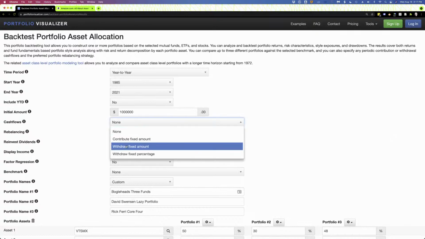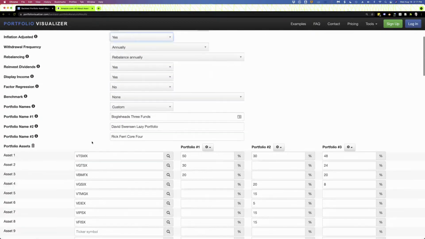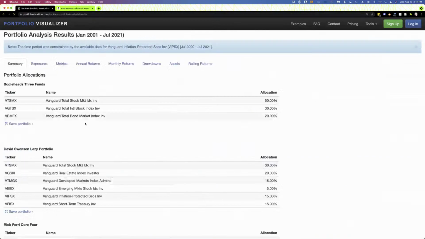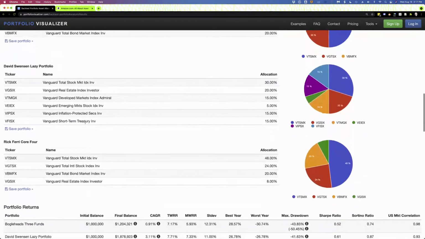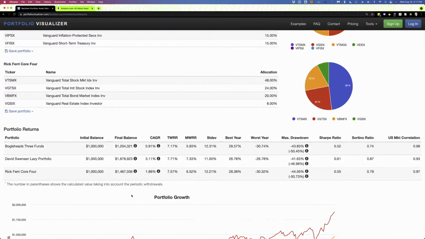For the cash flows, we can withdraw a fixed amount, right? So we could say, all right, I want to withdraw, we'll say, $45,000 on a $1 million portfolio. So that's 4.5%. It's going to be annually. We're going to adjust the amount for inflation. And how would that look? Well, we can come here and we can see. And one of the things it shows us is the final balance, meaning as of today.